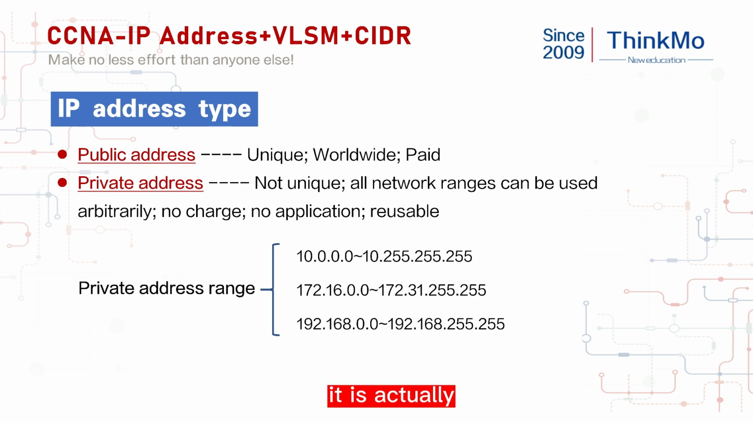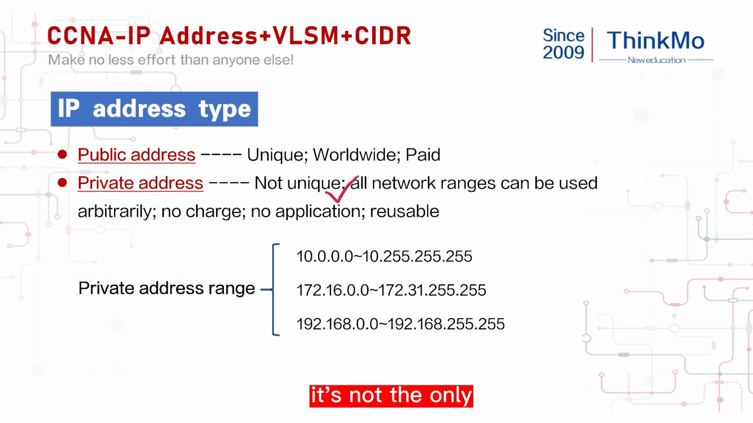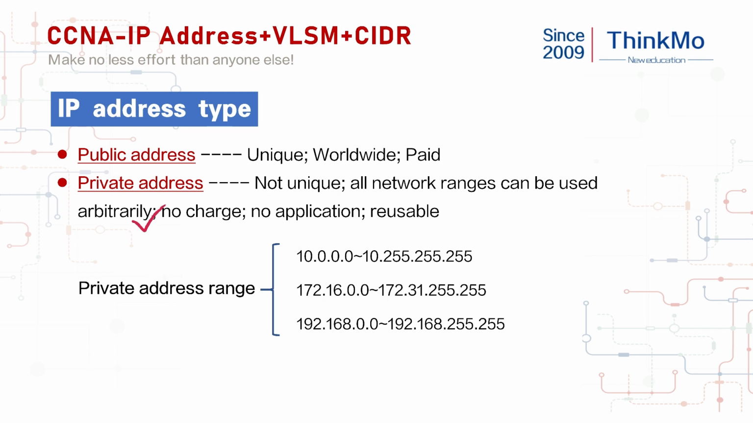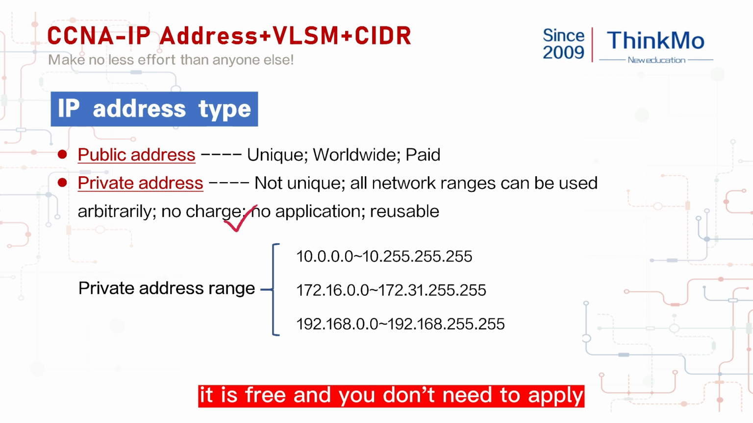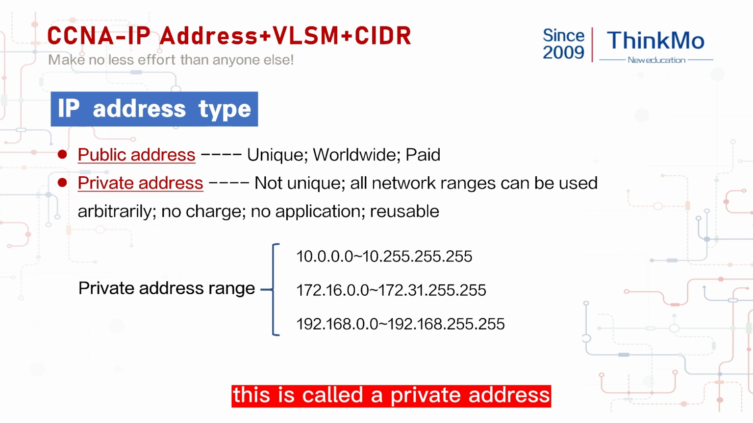It is actually a small piece cut out from the overall address space as a private address. Private address and public address are relative. It's not unique, which means it can be used arbitrarily throughout the network. It is free, you don't need to apply, and it is reusable. This is called a private address.